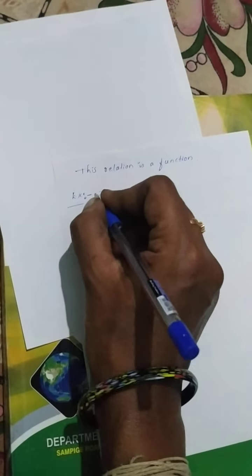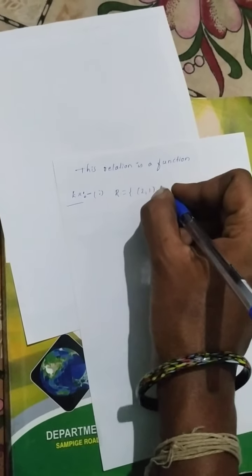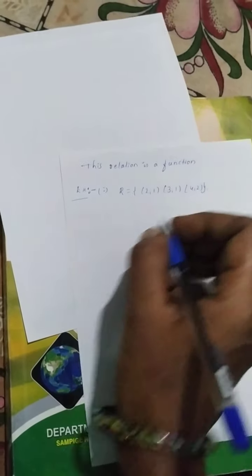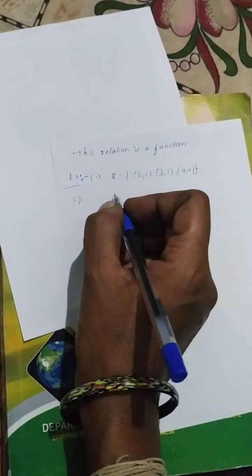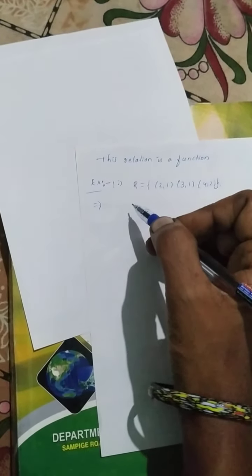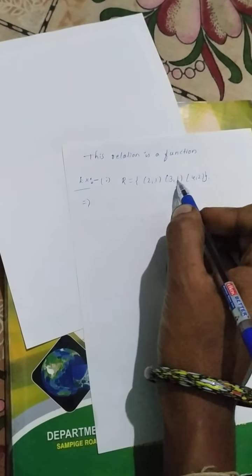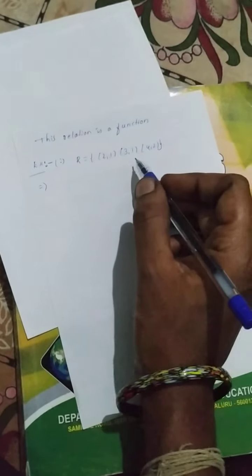I'll just take the relation (2, 1), (3, 1), (4, 2). We need to check whether this relation is a function or not. Since 2, 3, 4 are the x elements, 1, 1, 2 are the elements of y. So here is the function definition when it is in ordered pairs.